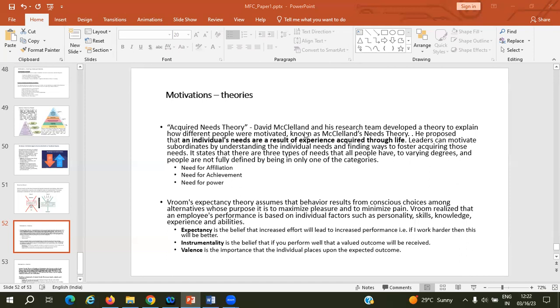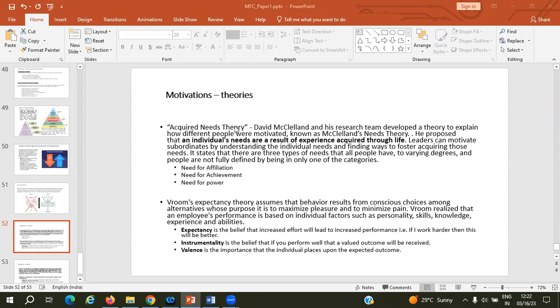What is written? David McClelland and his research team developed a theory to explain how different people were motivated, known as McClelland need theory. Why is it called need theory? Because you are identifying what the needs of a human being are. These are the three different needs to identify. He proposed that an individual's needs are a result of experience acquired through life. All these needs come through life. That's why it is also called learned need theory, acquired need theory. That means you are learning from the society.